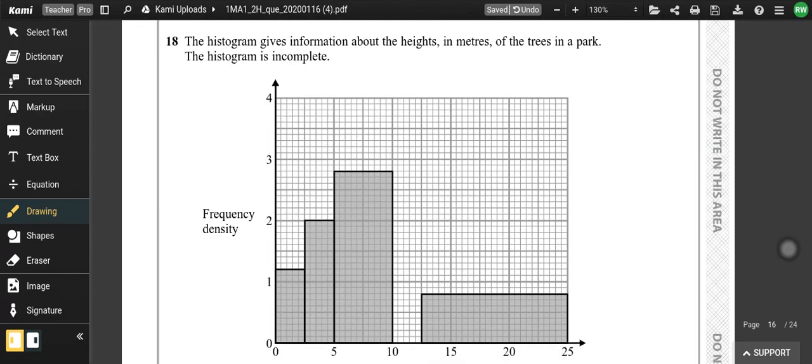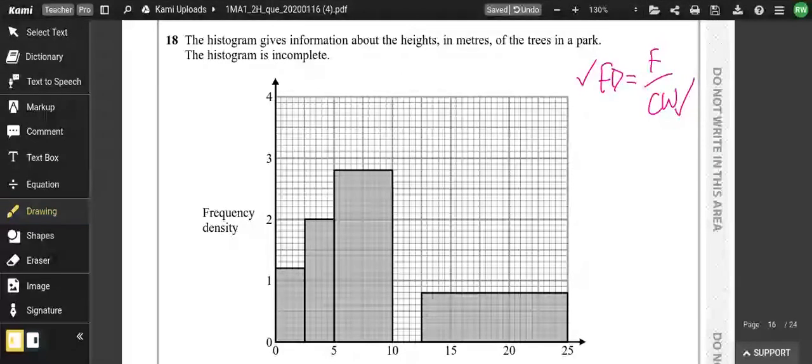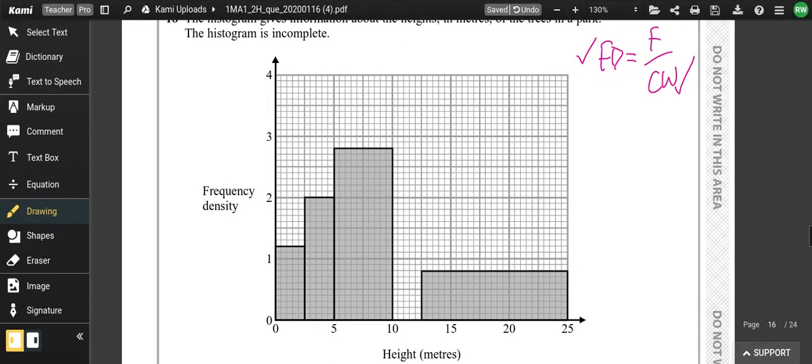Okay, histogram. So remember, the formula for frequency density is the frequency divided by class width. But we're already given the frequency density and the class width, so we can use that to work out the frequency by multiplying those two together. So the frequency in the first box, let's put that in here. The first box is the class width, which is 2.5 to there, times the height of 1.2. So 2.5 times 1.2 in there.